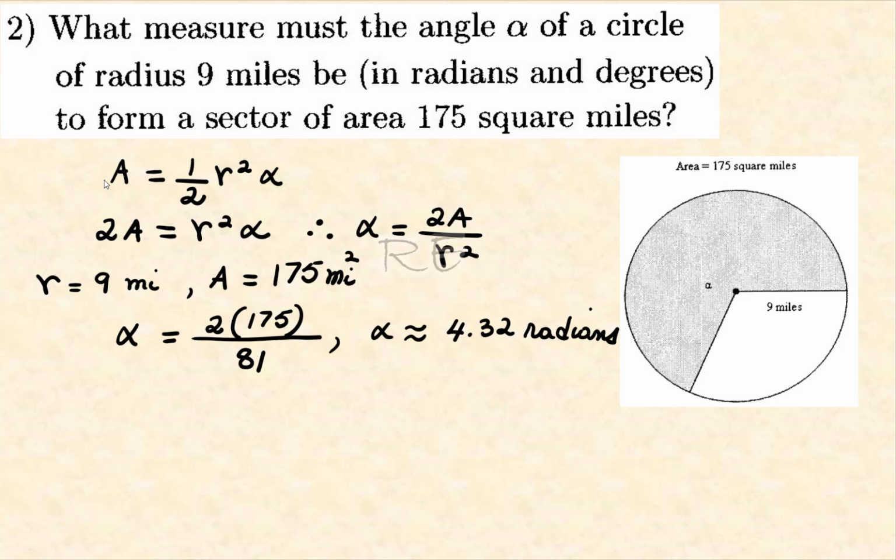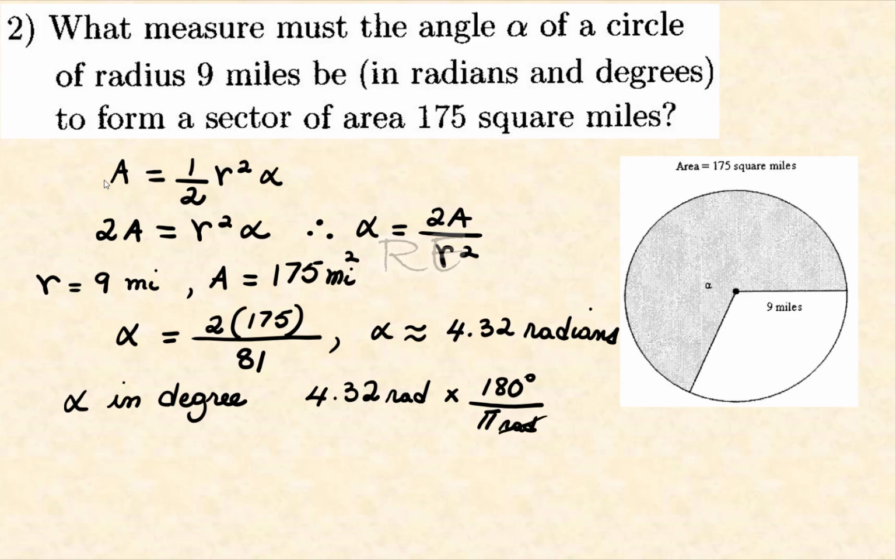Now we need to convert it into degrees. Alpha in degrees will be 4.32 multiplied by 180 over pi radians. Radians cancel, and our answer will be 247.52 degrees.